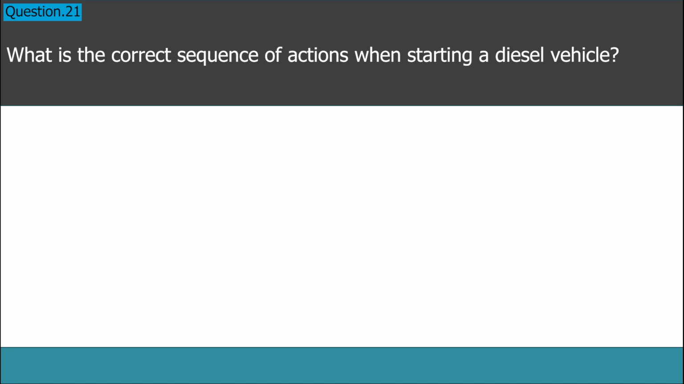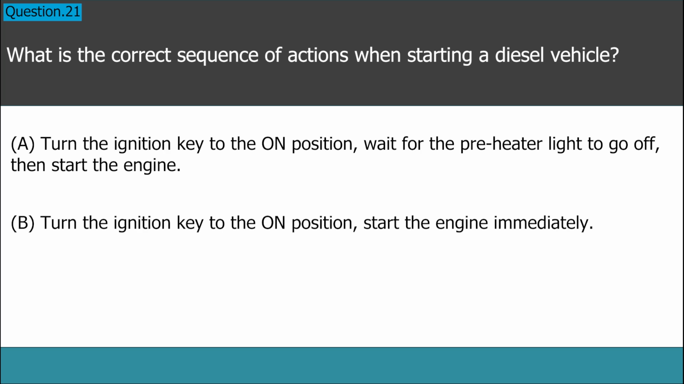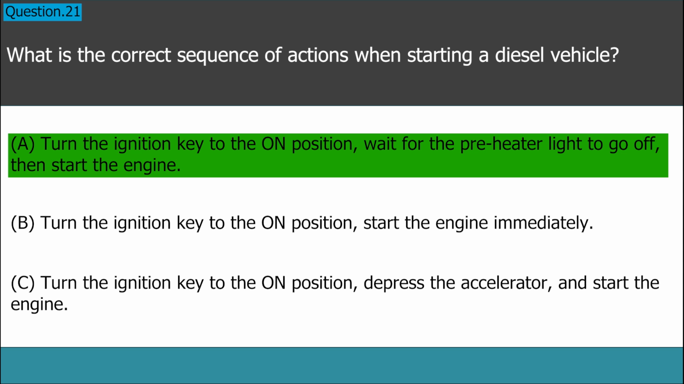What is the correct sequence of actions when starting a diesel vehicle? A. Turn the ignition key to the on position, wait for the preheater light to go off, then start the engine. B. Turn the ignition key to the on position, start the engine immediately. C. Turn the ignition key to the on position, depress the accelerator, and start the engine. Answer: A. Turn the ignition key to the on position, wait for the preheater light to go off, then start the engine. Diesel engines require the preheater to warm up before starting.